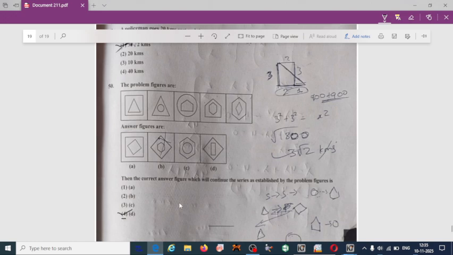So I have just mentioned the correct answers for the given questions for the general paper. So you will get the idea: how many questions you have attempted correctly, then you will come to know the score that you have obtained in this paper. So I hope this is helpful for you.